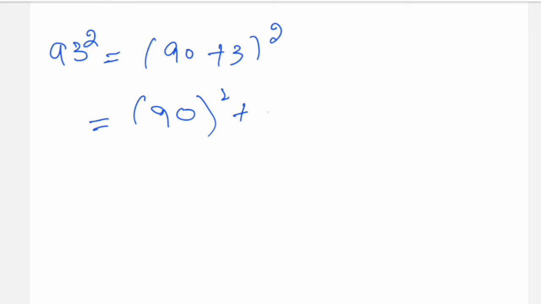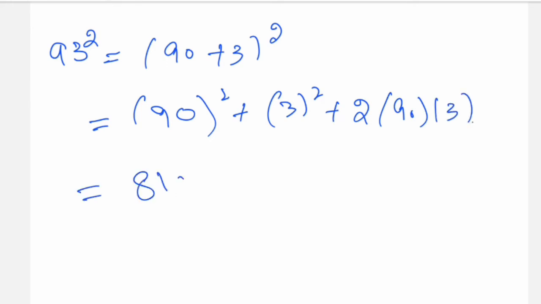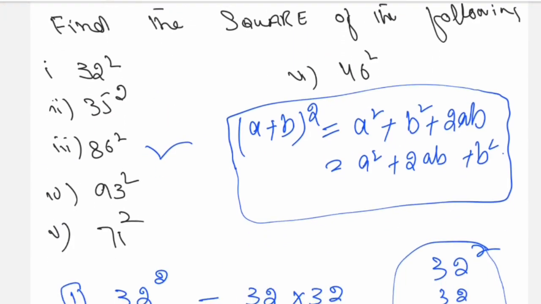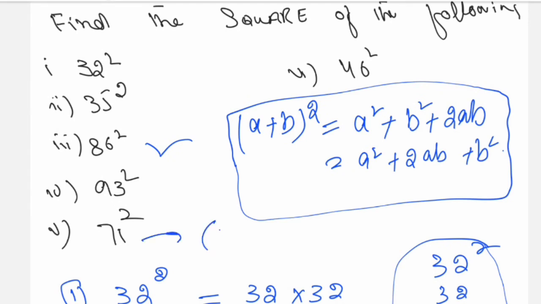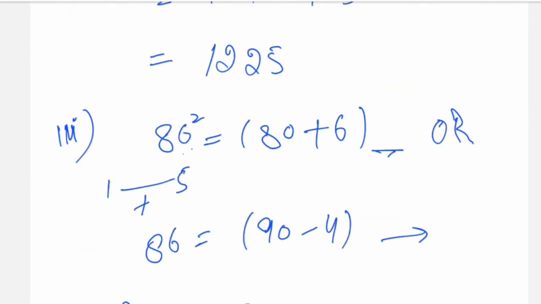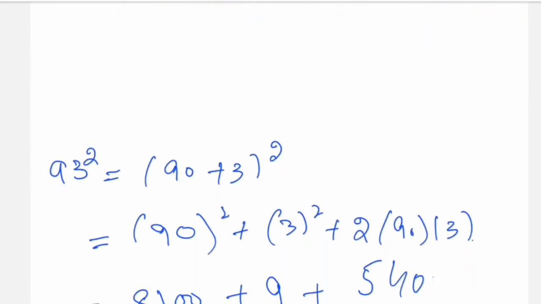This is your practice, so just do it like 3 square plus 2 into 90 into 3. Okay, so 81 square plus 9 plus, that will be 3 2s are 6, 6 9s are 54. The rest of the calculation you can do, and the last part is this one. You will do 70 plus 1 whole square. So this is question number 1 of this exercise.